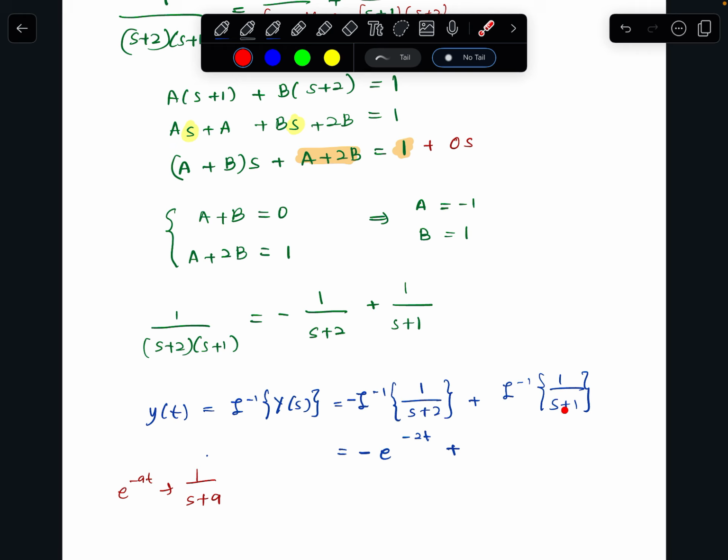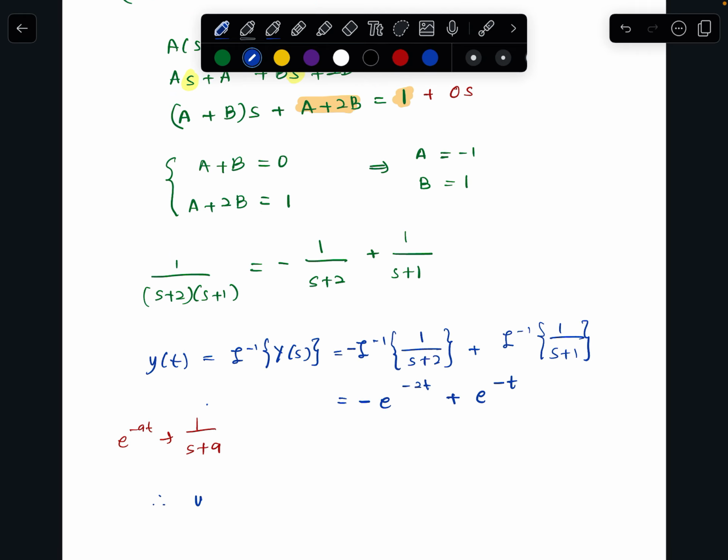Plus this one, 1 over s plus 1, can be solved by using the same row from the table of Laplace transform. Now your a is 1, so the answer is e to the negative t. So now you obtain your result y(t) as the solution, which is negative e to the negative 2t plus e to the negative t.